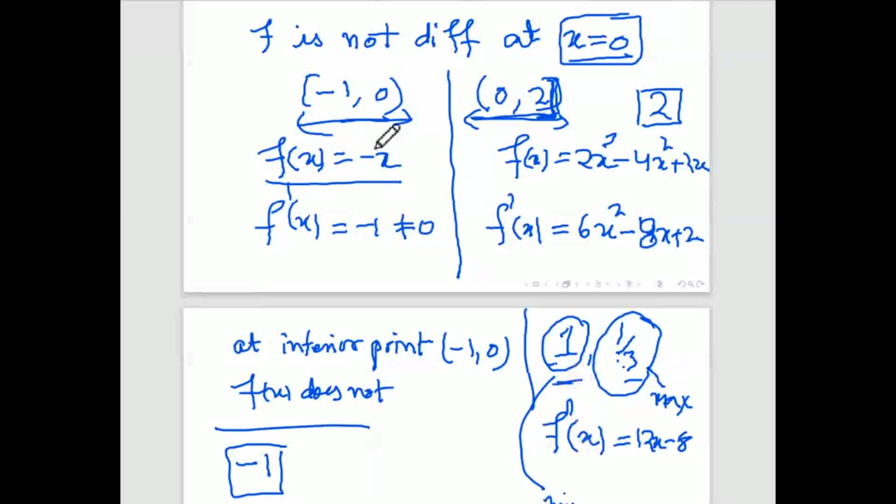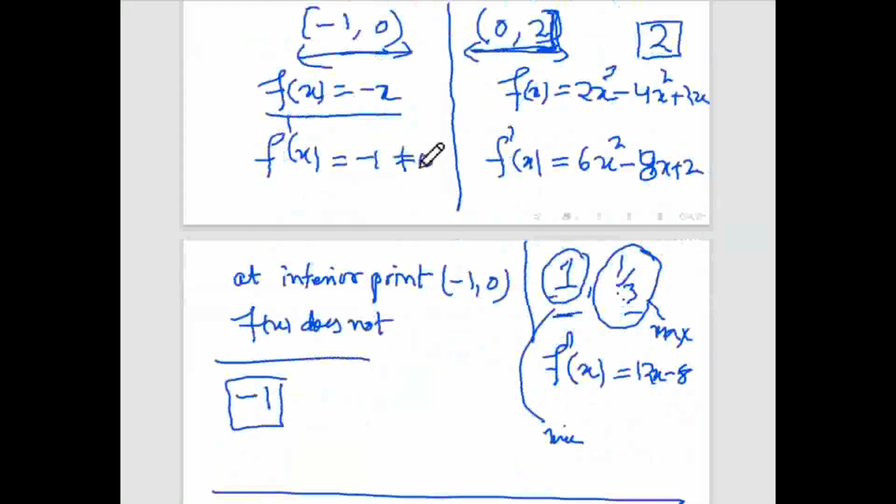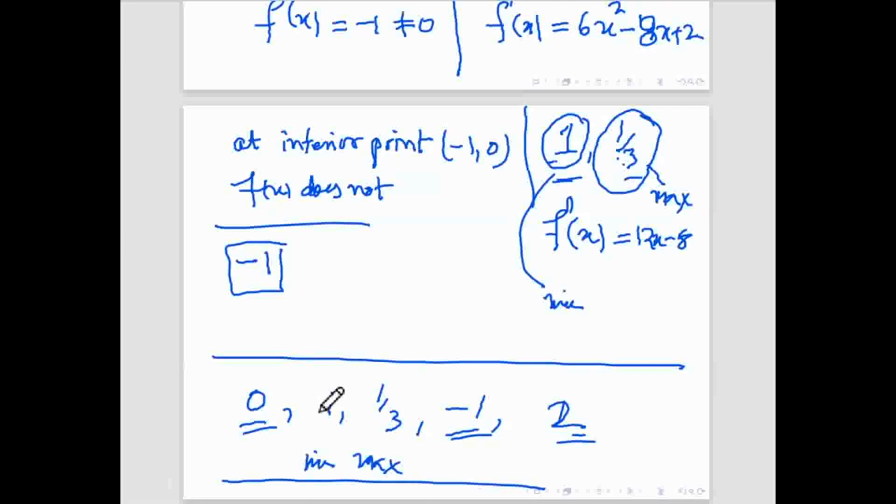But in this whole method, that boundary is missed, that is -1, and here 2 is missed, because the derivative will never give any information about 2. This derivative is not giving any information about -1. It can be anything. So these 3 points we have to check separately for the functional value. So you can check f of 0, f of 1, f of 1/3, f of -1, and f of 2. Which one is the maximum? That is the global maxima. Which one is the minimum? That will be the global minimum.